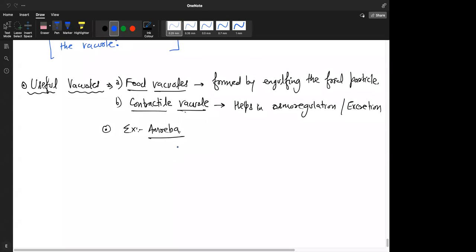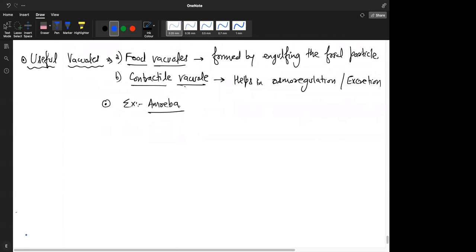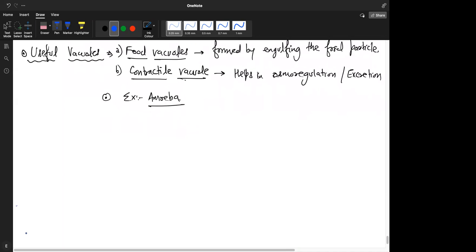Yeah, they are also useful vacuoles. Food vacuole and contractile vacuole. Food vacuole is formed by engulfing a food particle. Example, amoeba, it forms a vacuole while engulfing food. Second is the contractile vacuole, which helps in osmoregulation. It is regulation of osmosis. You can say diffusion of water inside of the cell, and it is also present in amoeba.